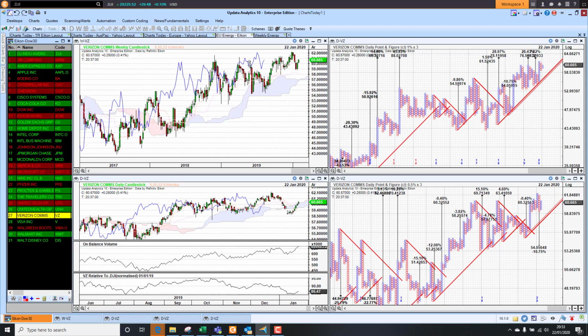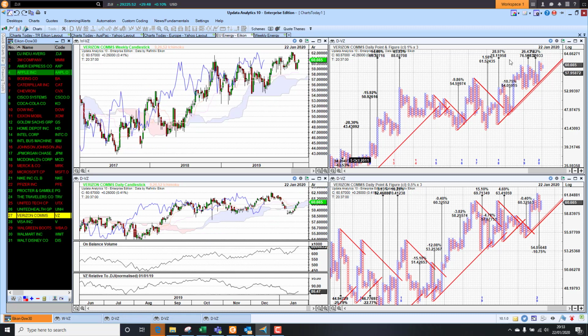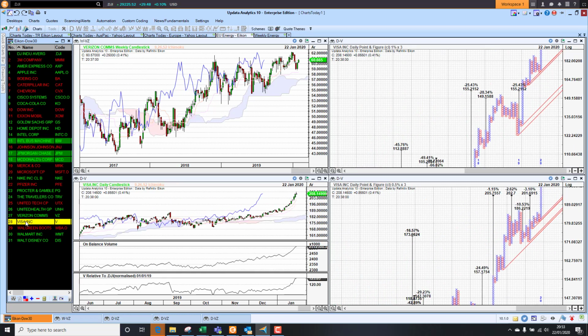Here we see Verizon. Again, lots of multiple upside targets. Quite a good one here. That downside target, just a little bit of a worry. Almost made it into the top 10, but not quite. So we've already found our 10 stocks, and I'll reiterate them in a second.